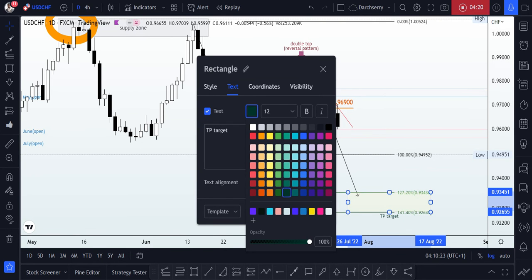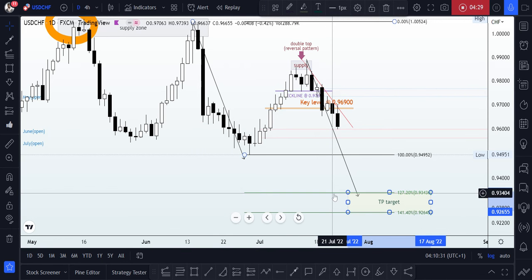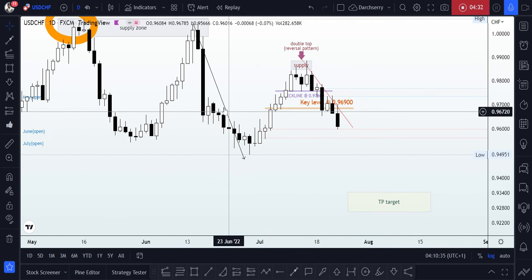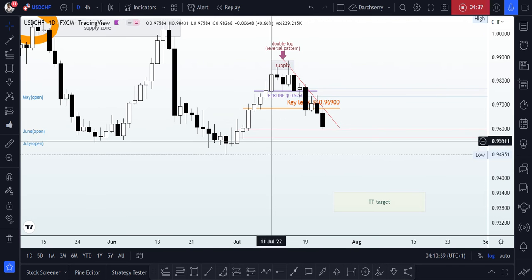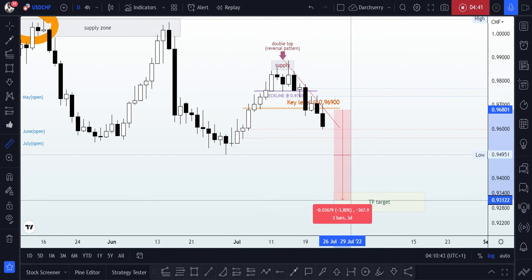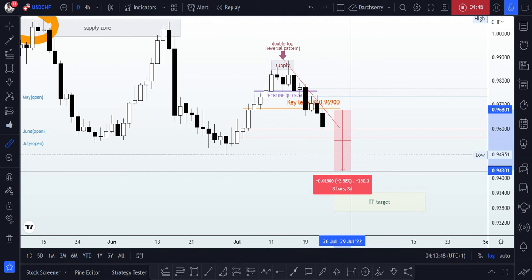So let me label this area. Let's have it right in the middle of this box. Good. So this is what we have here. So I would like to delete this one as it's no longer relevant. So with the information we have here on the daily time frame, before we do that, let's look at how many pips we have. We have almost 300, 350 pips to catch if price actually moves in that direction.